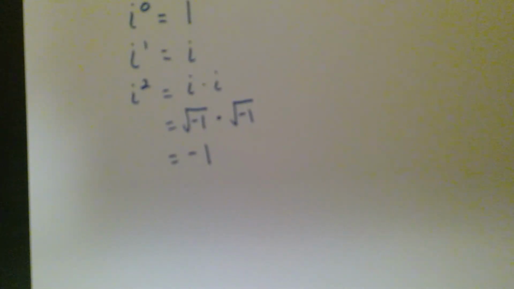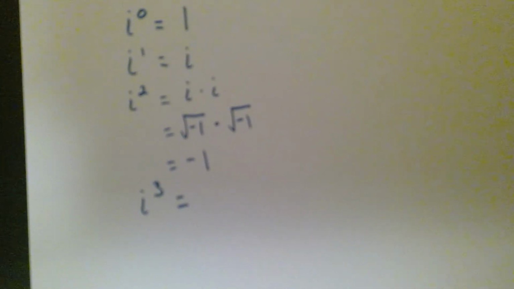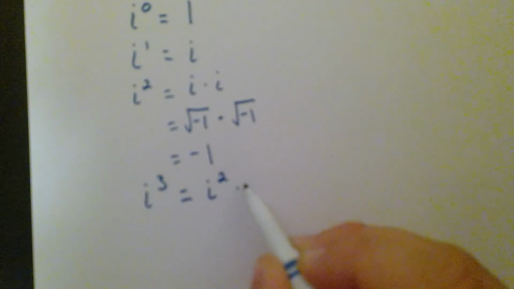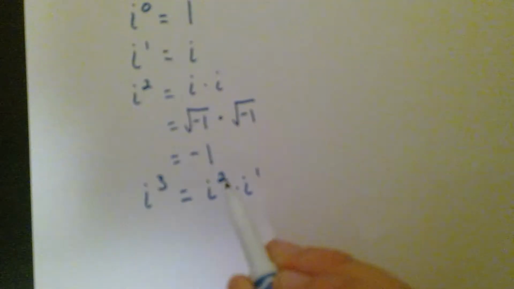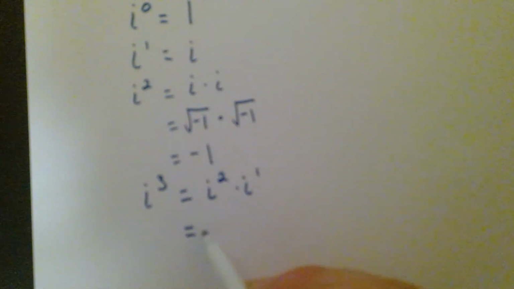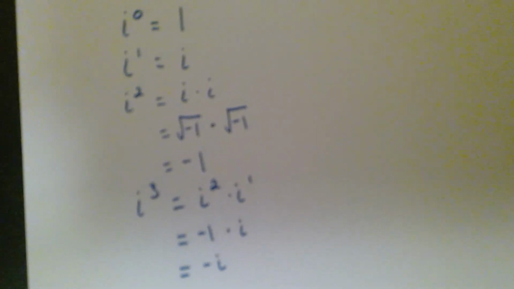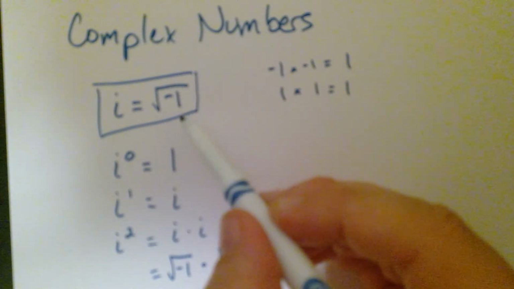Now if we go to i cubed, i cubed is i squared times i to the first. Notice your exponent properties: same base, multiply together, you add the exponents. So we said i squared is -1 times i, so that equals -i. Imaginary numbers, complex numbers, will only come up when you have this situation going on. If you have a negative inside a square root, you have a complex number.